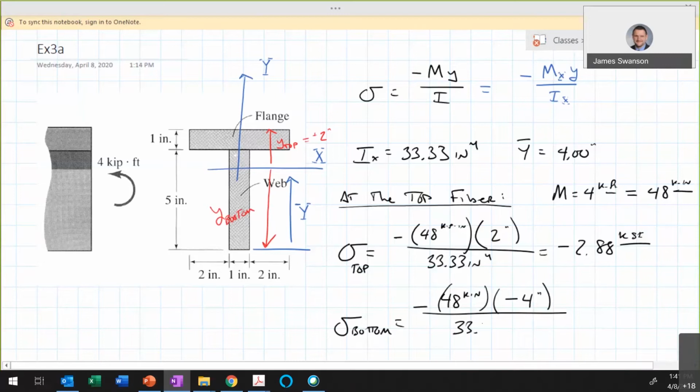Divide by the moment of inertia, 33 inches fourth. And what we end up with then is 5.761 kips per square inch, ksi. And the sign on that is positive. We end up with two negatives that cancel each other out, and it makes it a positive. So we end up with a compressive stress on the top fiber and a tensile stress on the bottom fiber.